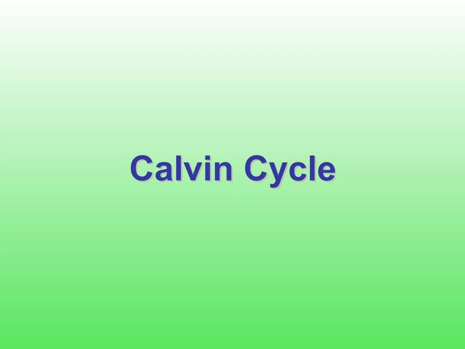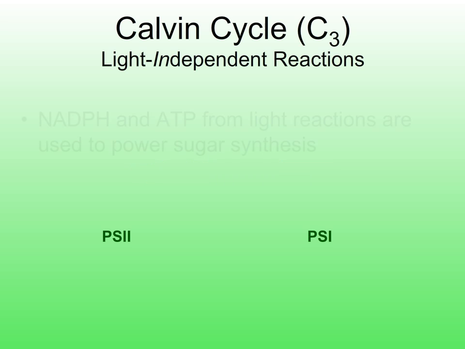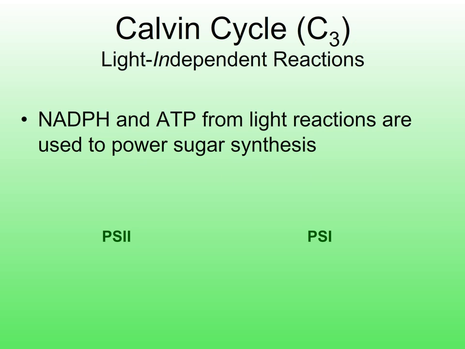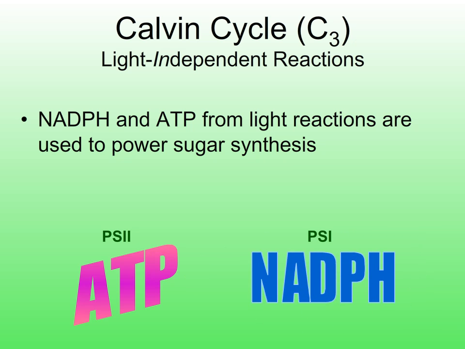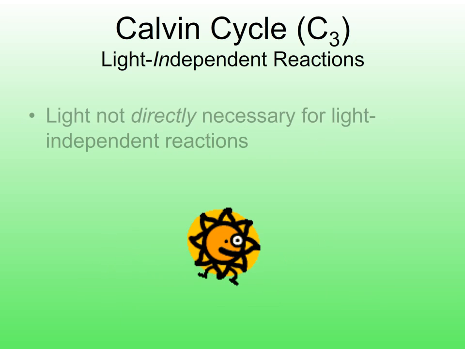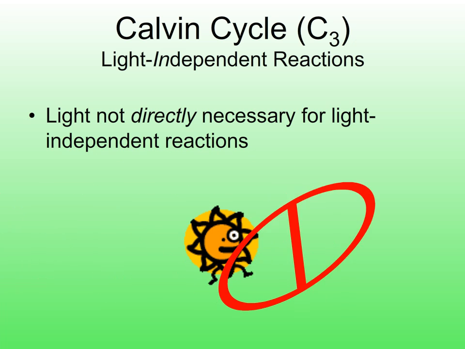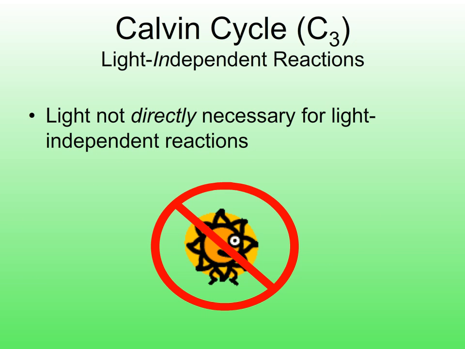Now for the second stage, the Calvin cycle. During the light reactions, two different kinds of energy carriers were created. PS2 produced ATP, and PS1 produced NADPH. And while we needed light to produce ATP and NADPH, the Calvin cycle does not need light to operate.